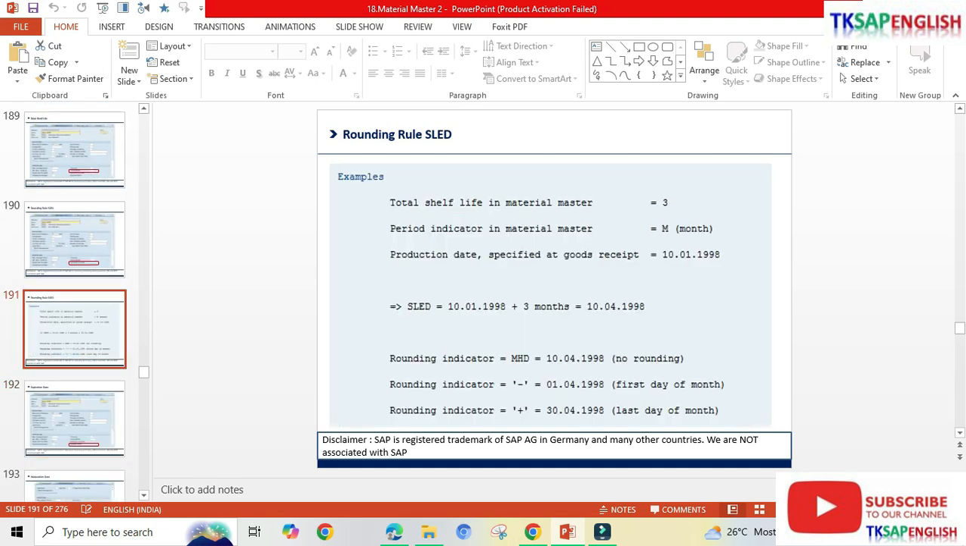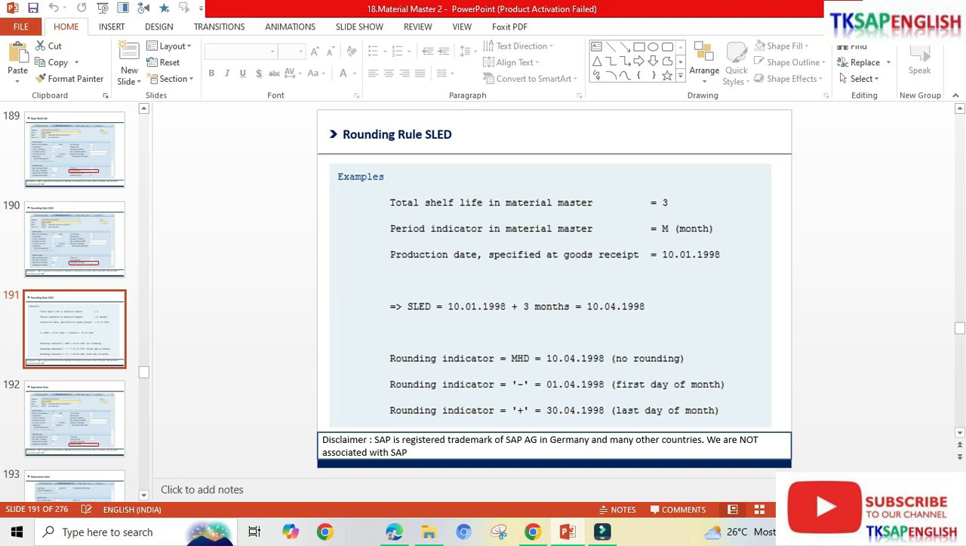So, examples: total shelf life in material master is 3. Period indicator in material master is M, where M means month. The production date specified at the goods receipt is January 10, 1998. So now the SLED is equal to January 10, 1998 plus 3 months, which equals April 10, 1998.